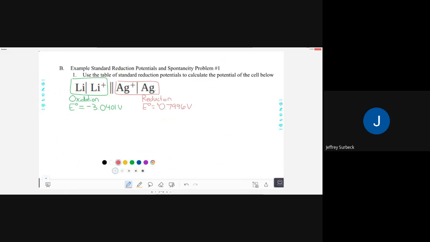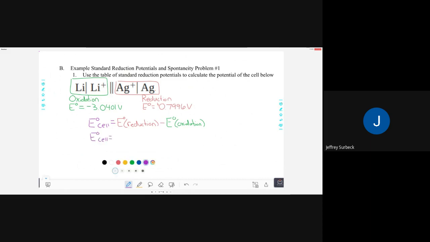All right. Now, all we have to do is this. I'm going to write the equation. You don't necessarily need to write this again. But our cell potential is always going to be our reduction potential minus our oxidation potential. Okay, from there, we just start plugging numbers in.